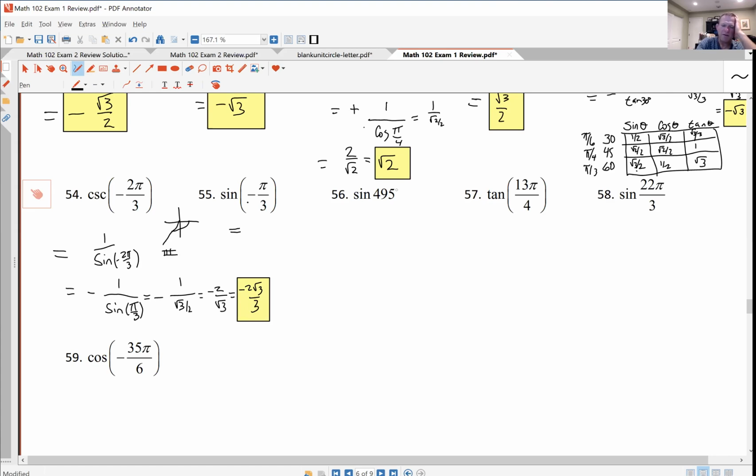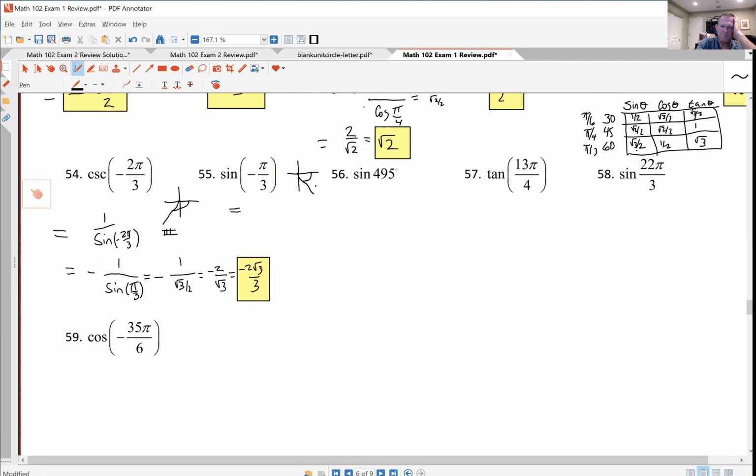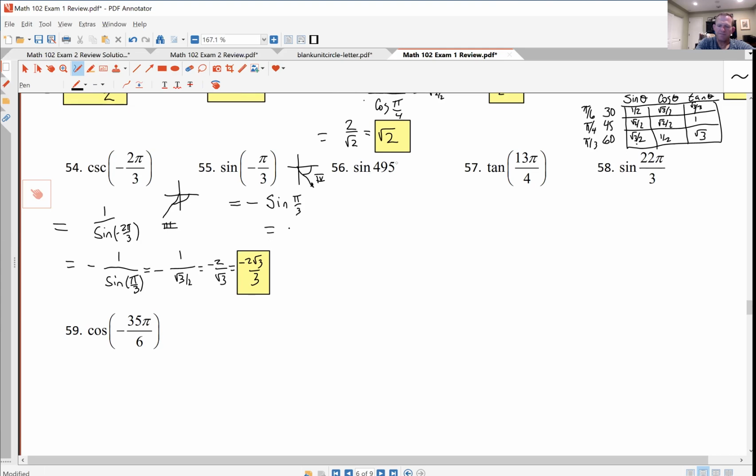Sine of negative pi over 3, well, negative pi over 3 is in quadrant 4. Reference angle is pi over 3, so this is the negative of the sine of pi over 3. Pi over 3 is 60, so that's root 3 over 2.